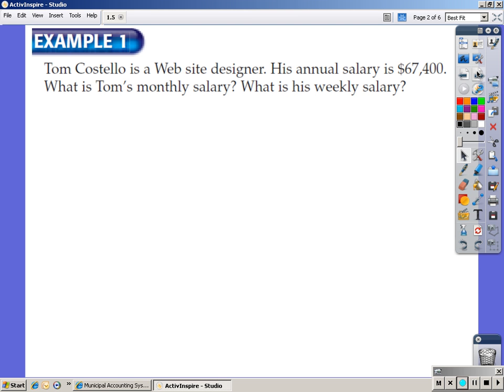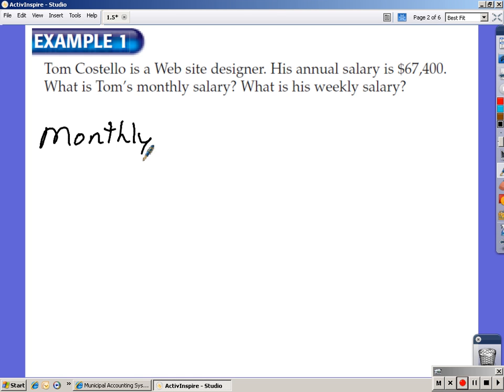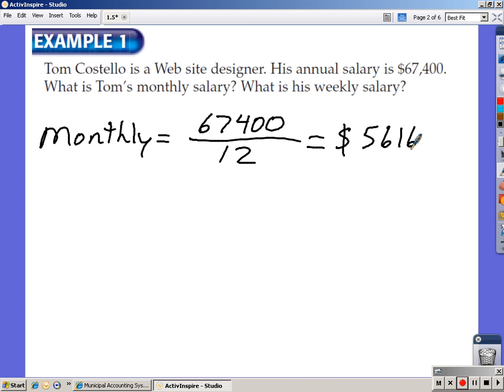Okay, first thing I want to do is find his monthly salary. So, in order to find monthly, I'm going to take $67,400 and divide it by 12. Plug that in your calculator. 67,400 divided by 12 is $5,616.67.